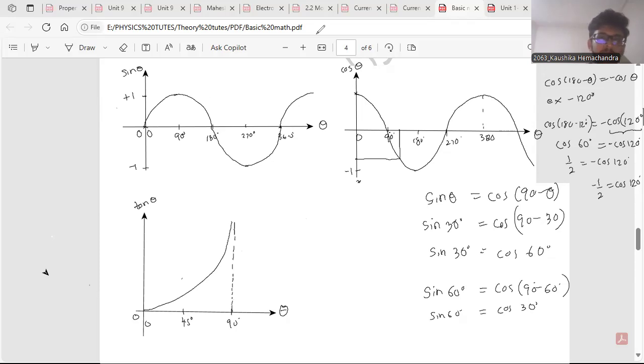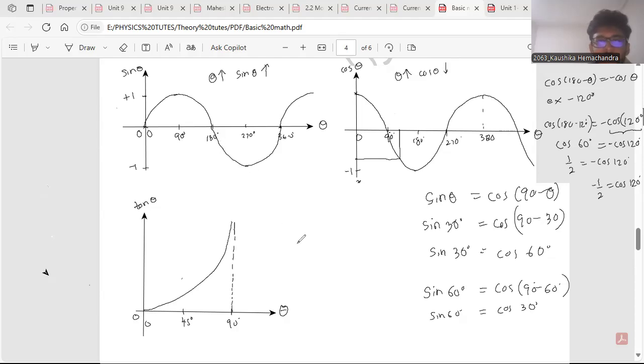Right? So here you can see the variation of sine theta with theta. As theta increases, sine theta also increases, but only until 90, then it decreases. This is still 90 degrees. Cos theta is the other way. As theta increases, cos theta decreases from 1 to 0 until 90. We mainly need until 90.